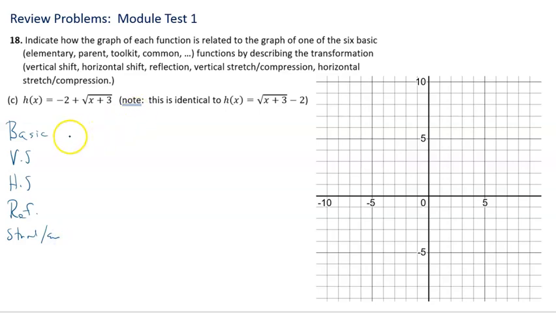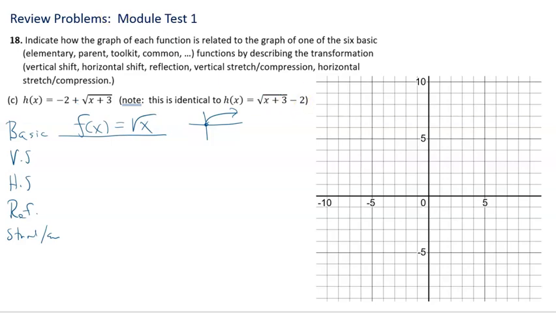Well, let's start with basic. Basic means you trim away any addition, subtraction, multiplication, or division. If you do that in this particular case, you're just left with the square root of x. And we know what that basic graph looks like. It looks like that. A vertical shift means we moved up or down. Now notice I rewrote this problem for you so you can see that they're really the same thing.